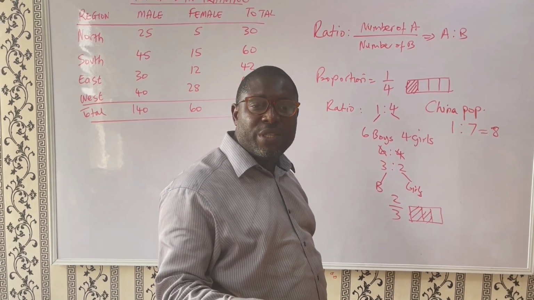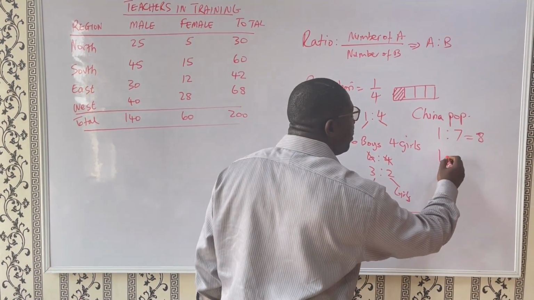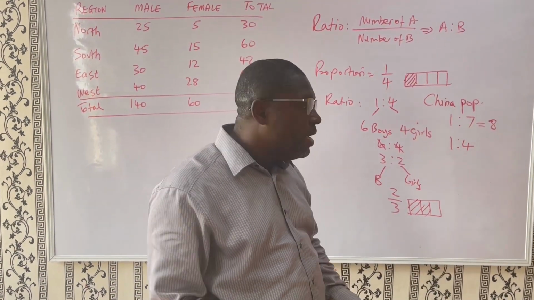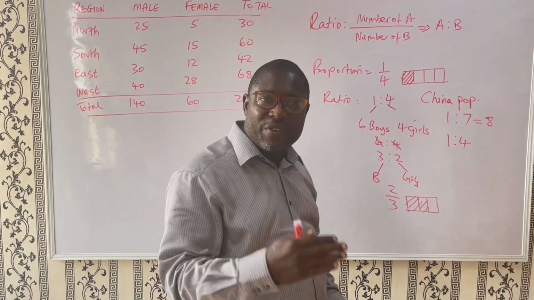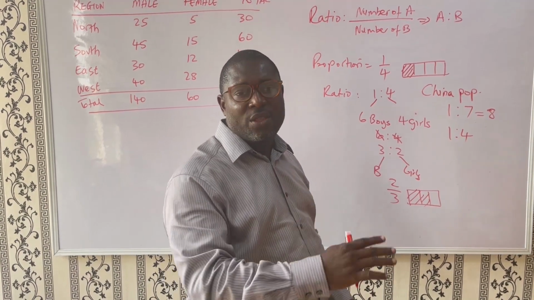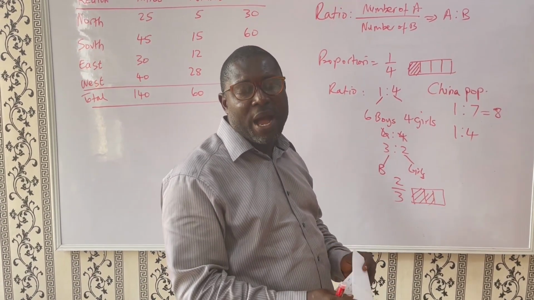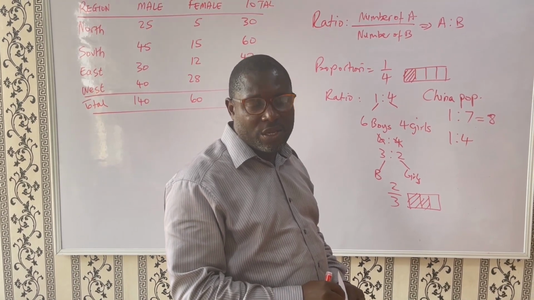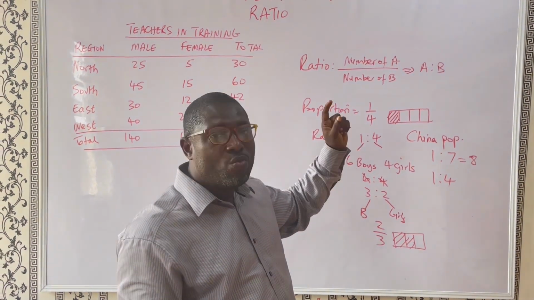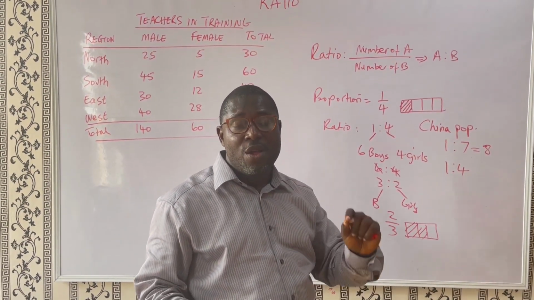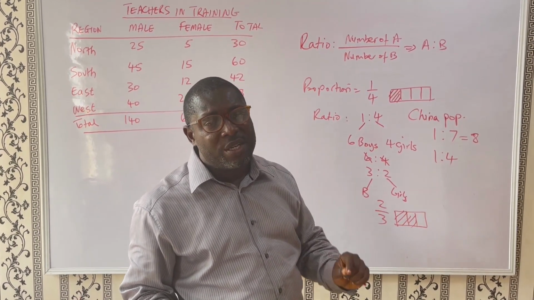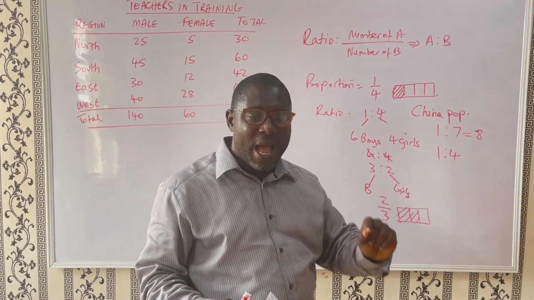The same way, if you say Nigeria's population is 1:4 of Africa, or of the black race, it means that for every 5 Africans, one is Nigerian, and the other 4 are represented by other nationals. So that's the meaning of ratio. From this, I've explained the difference between ratio and proportion. Remember, ratio is relationship between parts, whereas proportion is relationship between the parts and the whole.